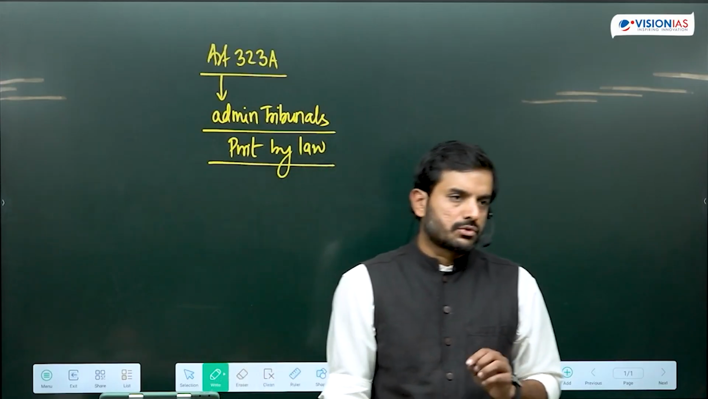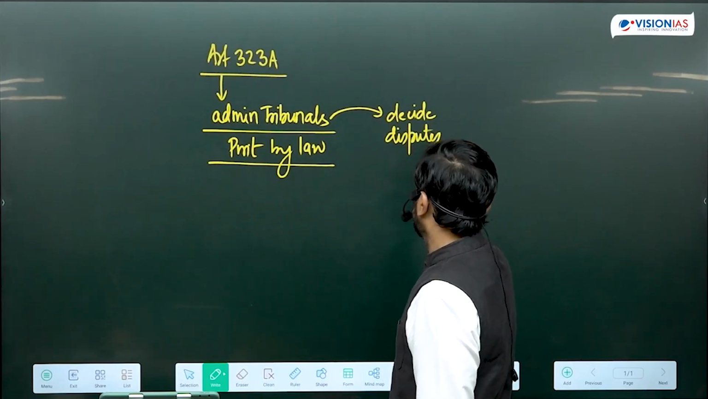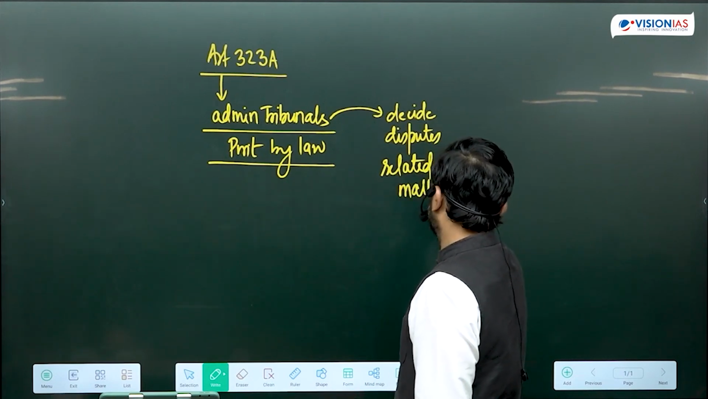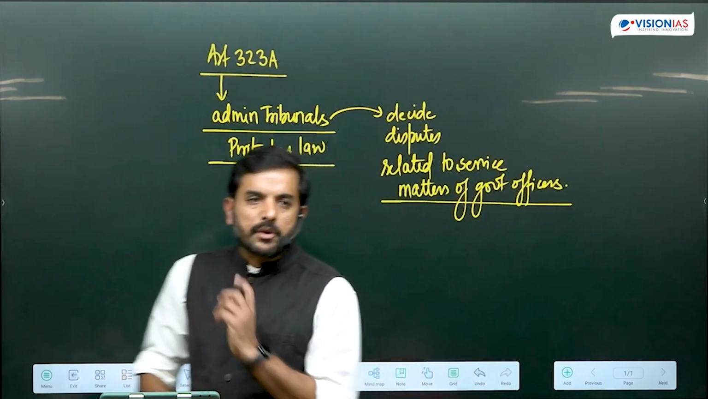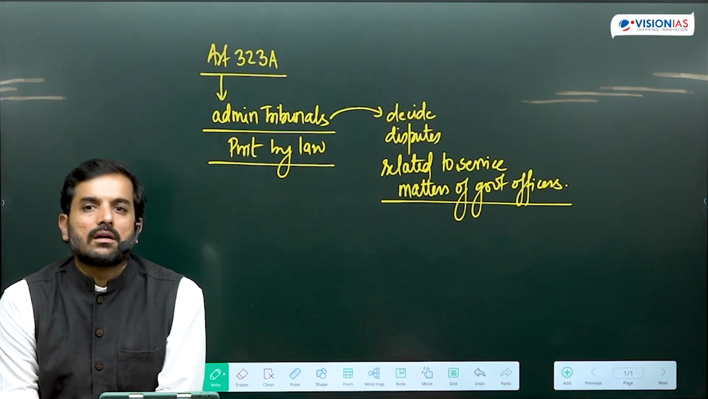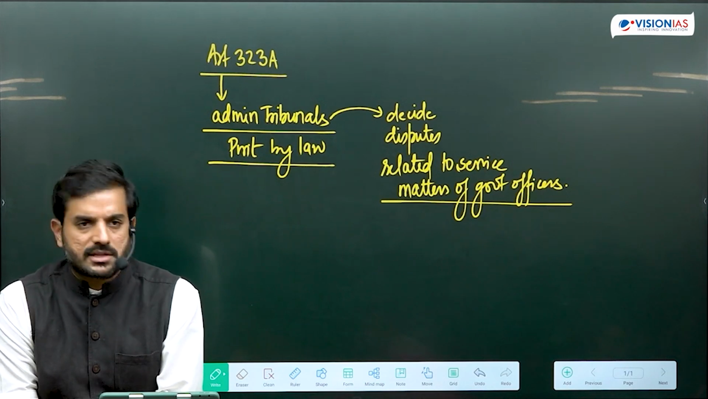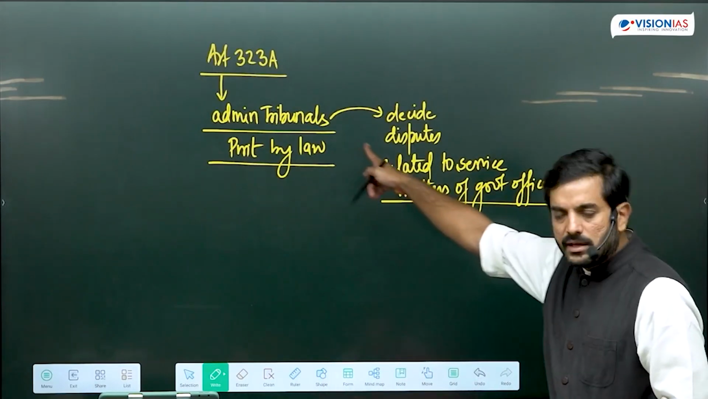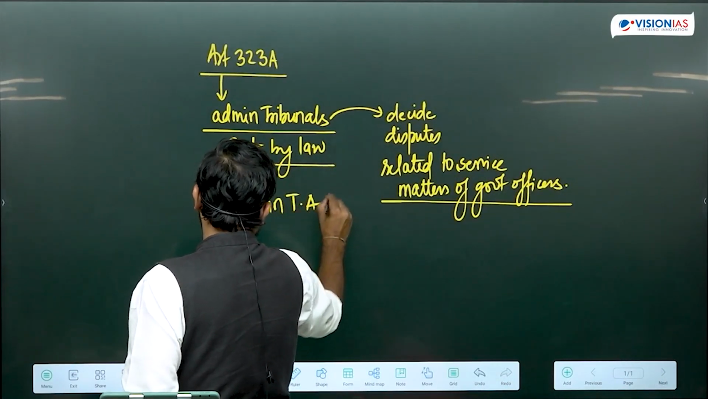What are these administrative tribunals supposed to do? Administrative tribunals are supposed to decide disputes related to service matters of government officers. So administrative tribunals can be set up for deciding the disputes related to promotion, salary, allowances, pension, dismissal, recruitment. All these are service matters which can be decided by the administrative tribunals in India. And for this, Parliament can make a law. A law was made by the Parliament in 1985 as per the provisions of Article 323A, which is nothing but the Administrative Tribunals Act of 85.